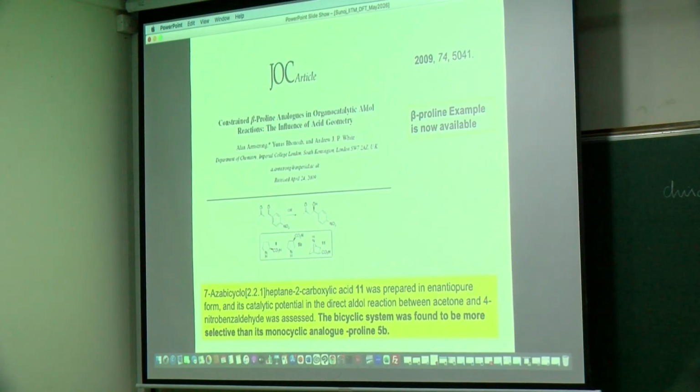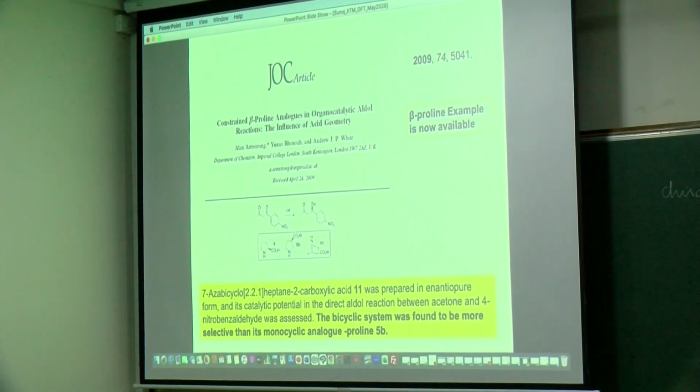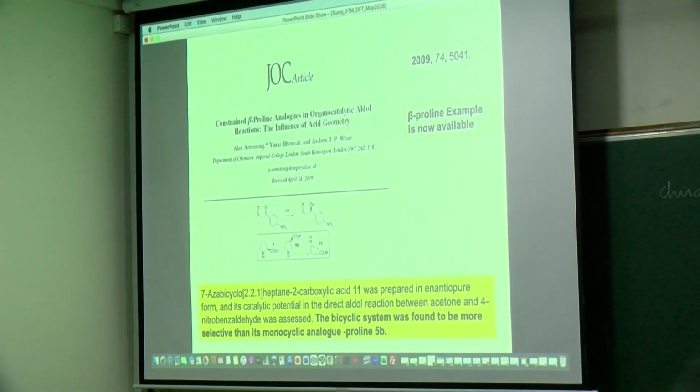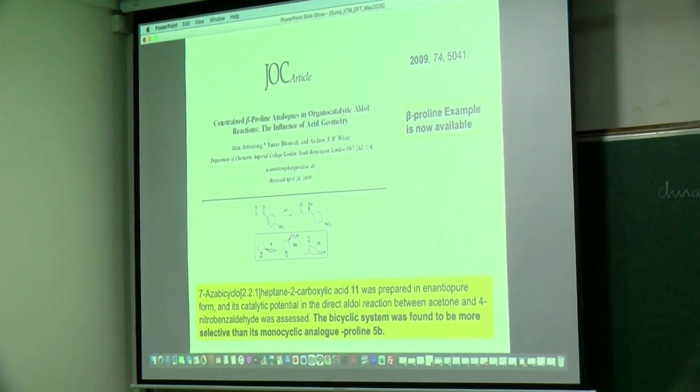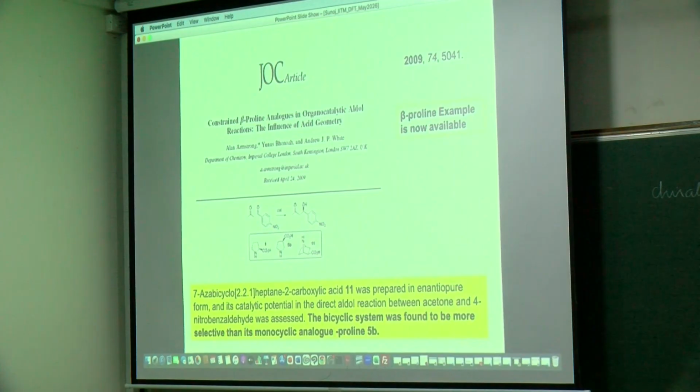Two years later, a group from Imperial College London had validated what we said. This is even more fantastic. This is not a collaboration. Independent scientists, independent work, which validated what we predicted. And these are all Nobel Prize stuff, proline-catalyzed reaction. Ben List and Macmillan got the Nobel Prize for this reaction.